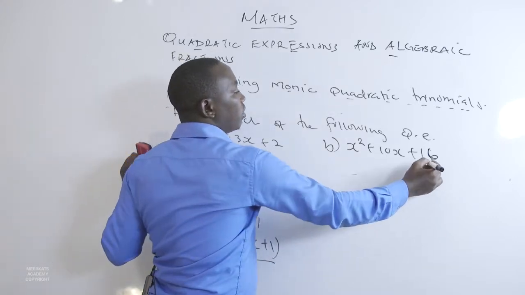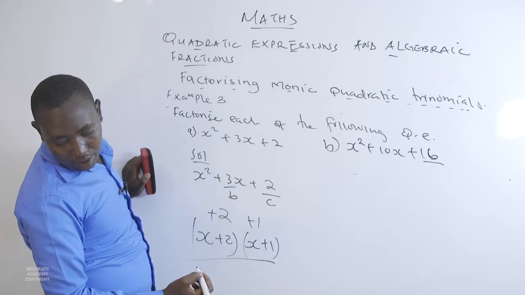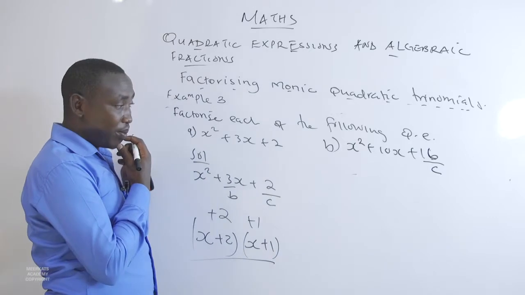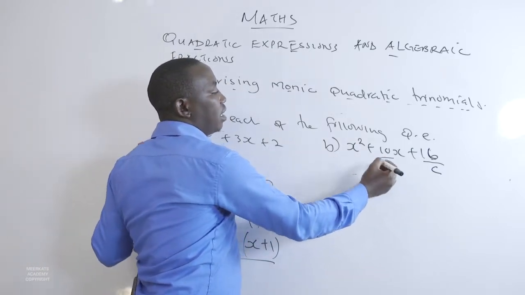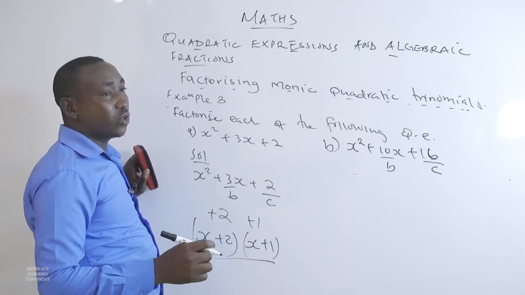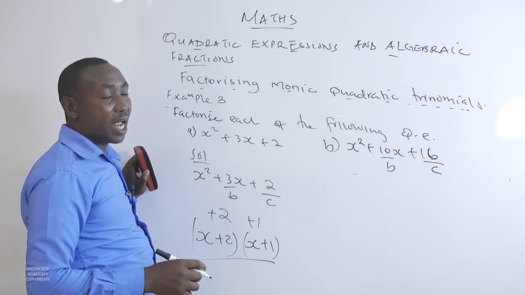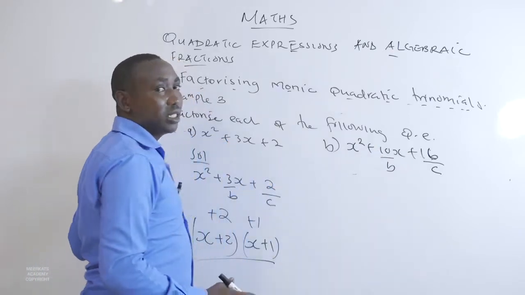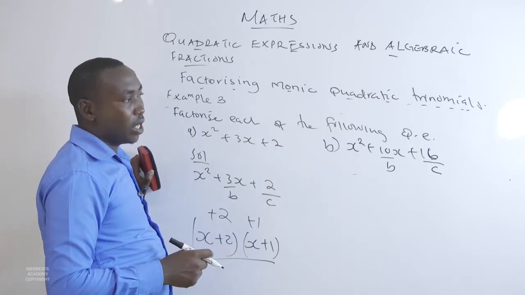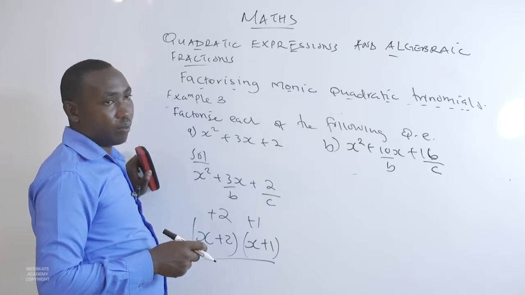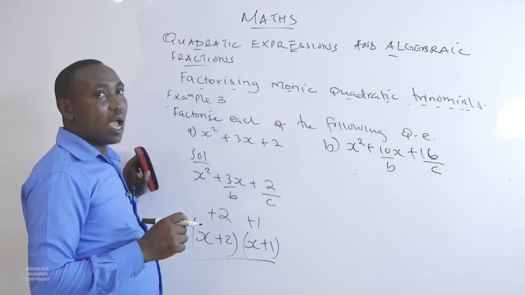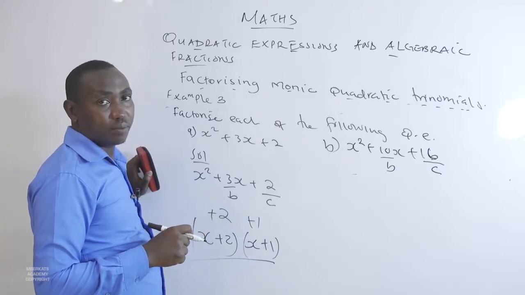This will tell you that our c is positive 16 while our b is positive 10. We now need to look for two numbers such that when multiplied these numbers will give us 16, and when added we are going to get 10. So what could these two numbers be? When multiplied we have 16, and when added we have 10.